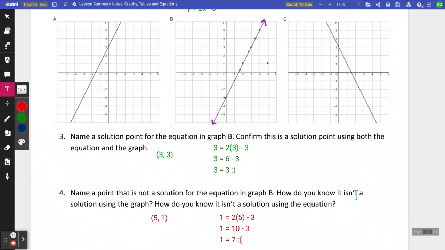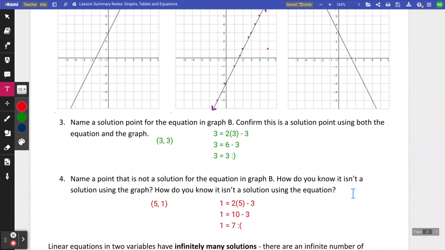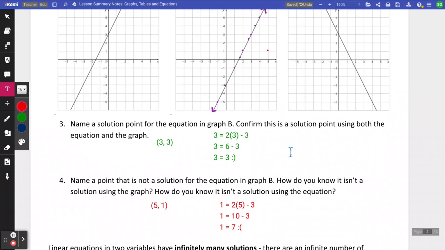So when we're talking about solutions, to summarize here, it's a solution if that point lies on the line and satisfies the equation. It's not a solution if that point does not lie on the line and does not satisfy the equation.